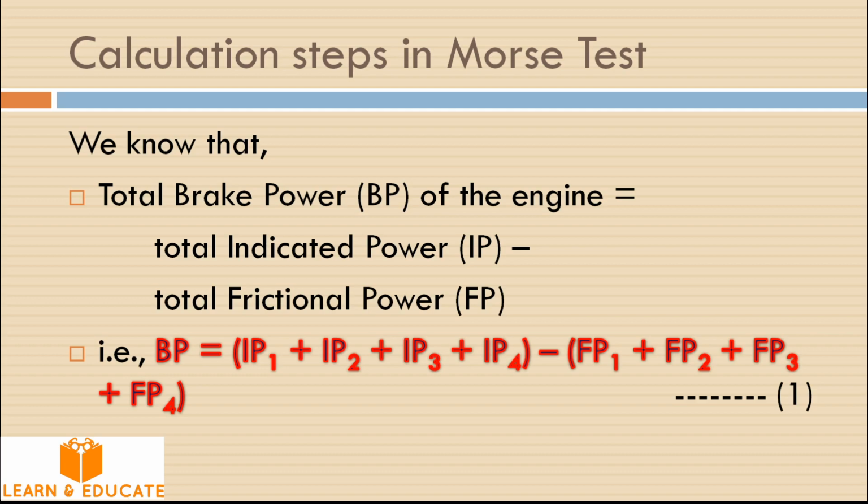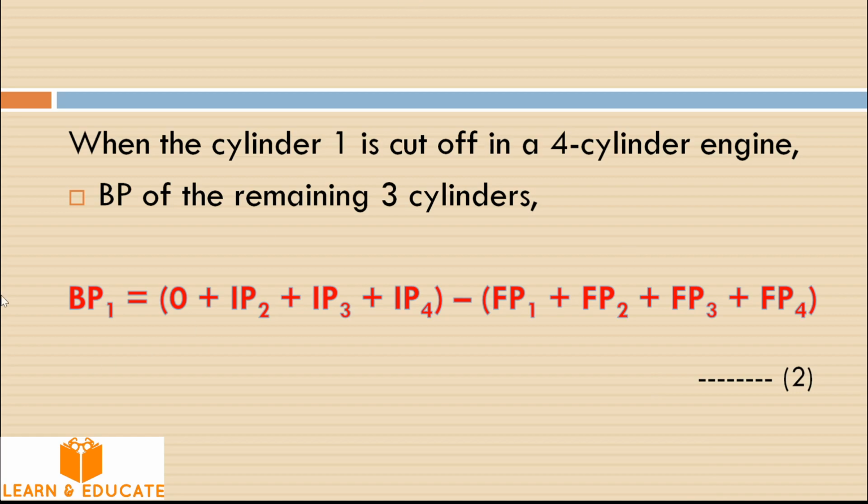The total brake power of the engine, you know, is the difference between indicated power and frictional power. That means if it is a four-cylinder engine, IP1 plus IP2 plus IP3 plus IP4 minus the corresponding frictional powers. So that will be the total brake power of the four-cylinder engine, right? That is equation number 1.